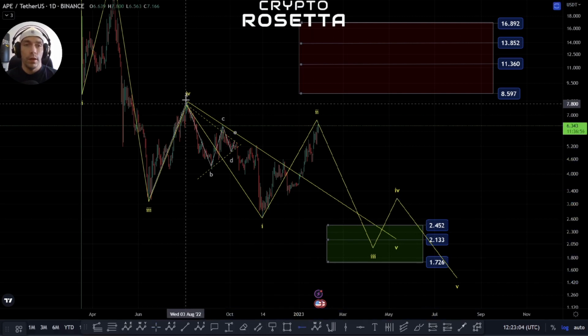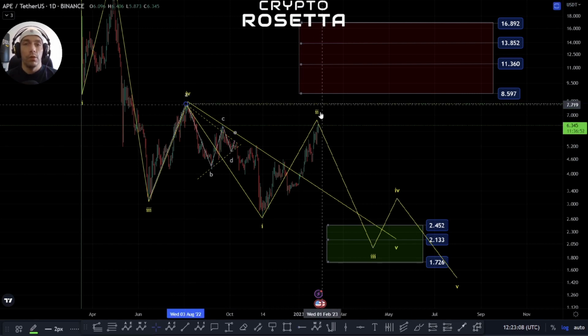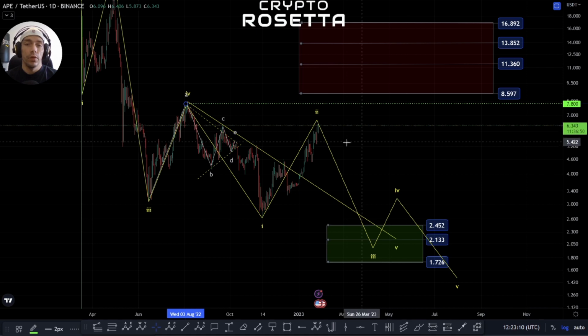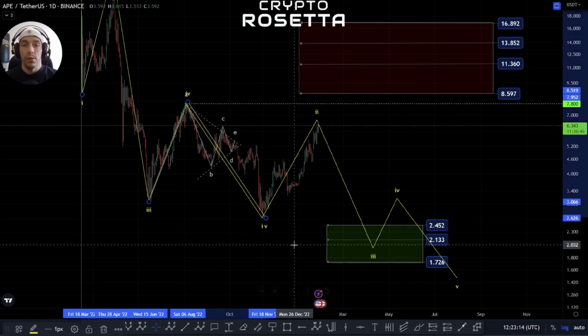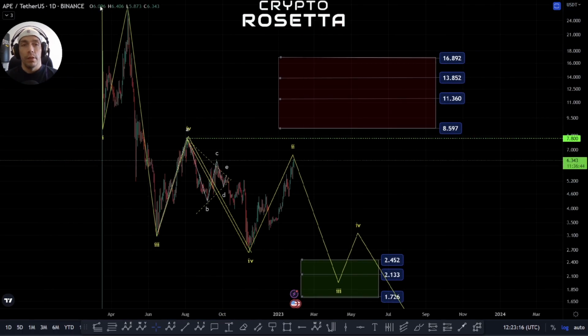The invalidation of this is basically by moving above this $7.80. If we do take that $7.80, then we can potentially argue that we have a completed 5th wave here. But if we do have this as a 5-wave move, effectively we would have to be cautious of this box area here, which would be a rejection zone.